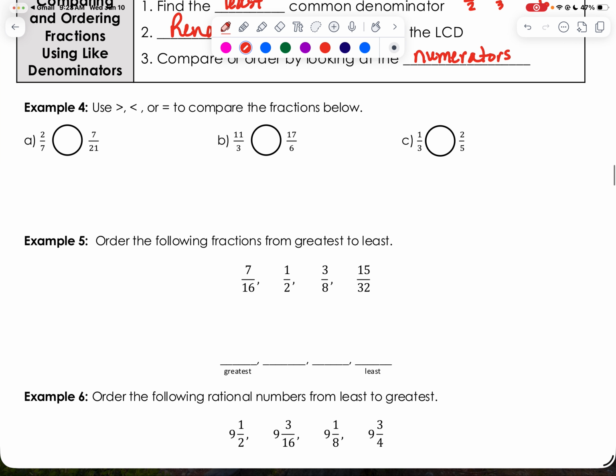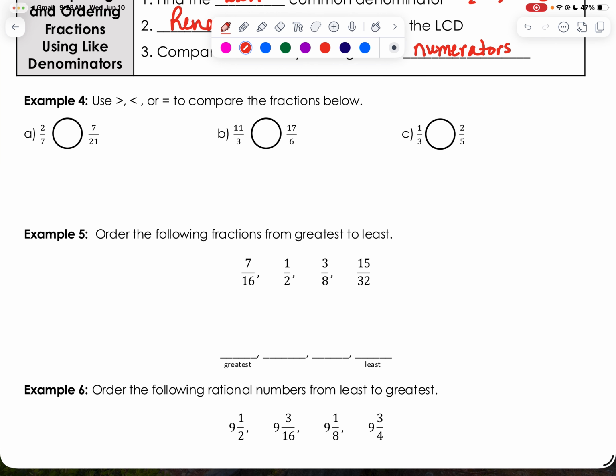So example 4, use greater than, less than, or equal to compare the fractions below. In problem A, we're comparing 2/7 to 7/21. Now, when I'm finding the LCD, I look at the two denominators, and I want to look at the larger one first, 21, and I ask myself, will 7 go into 21? If the answer is yes, that's your LCD. So the LCD here is 21.